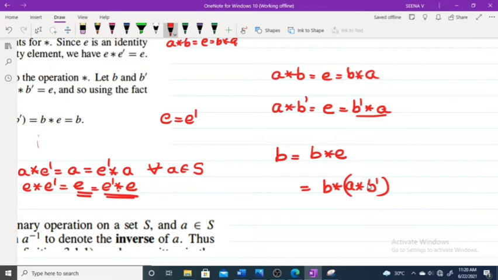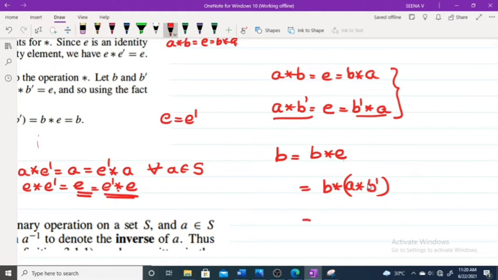Okay. B equal to B star E, clear, and which is equal to B star, and for E we can replace A star B dash. What we have to prove? We have to prove B equal to B dash. As B and B dash are inverses, we have this result.